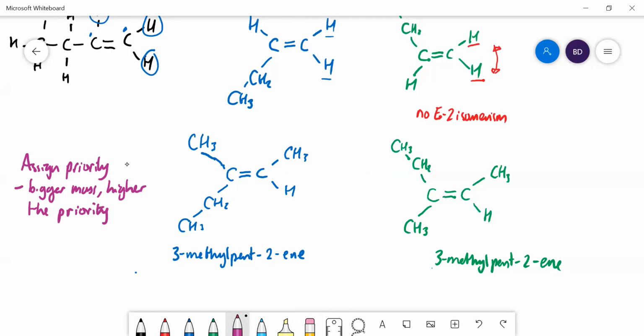So let's asterisk the priority groups on each carbon. So let's look at this carbon here, right? And assign the priority. Well, we've got a methyl group and an ethyl group attached, and obviously the heaviest bit is the ethyl. So that's the high priority group there. Draw a circle around that. Let's have a look at this carbon here. Well, the highest priority group there is the methyl, isn't it? Because that's got the biggest weight, the biggest mass.